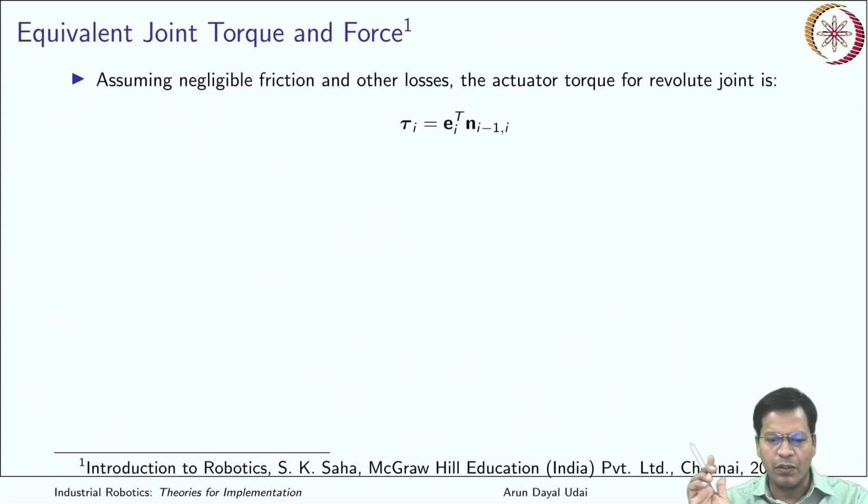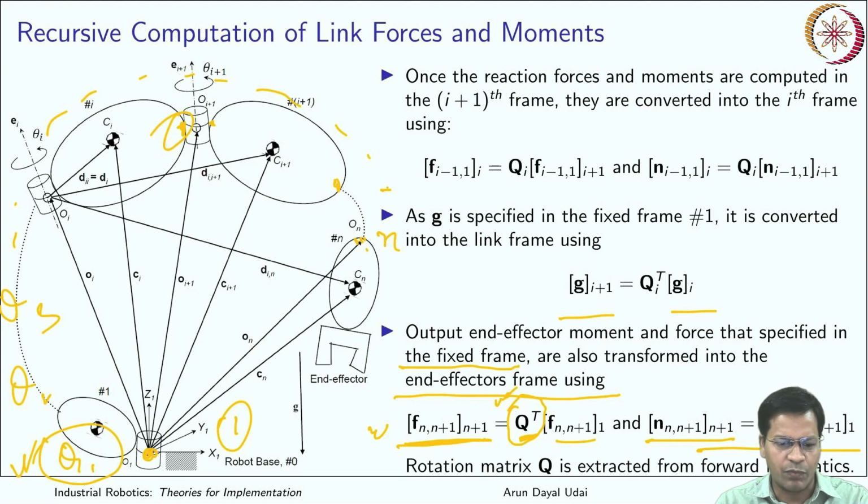Okay, now that you know all the link and joint forces and moments, you can now obtain the joint torque. If you already know the moment, the moment is a vector that can be projected onto the axis to get the torque. The projection can be taken by taking the axis vector. So e_i is nothing but the axis vector. Let me show it in the figure somewhere. So this is your axis vector.